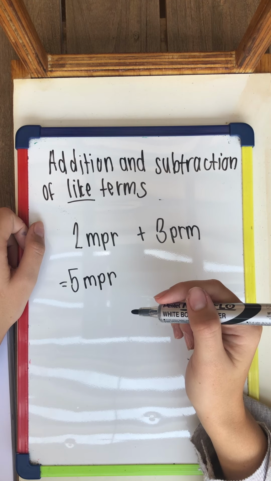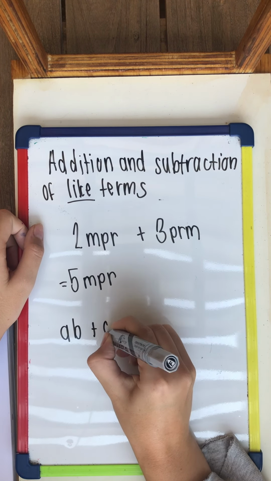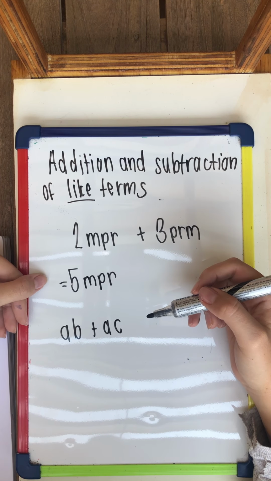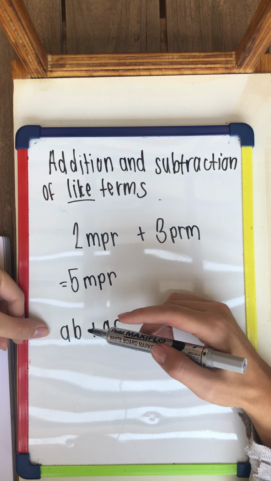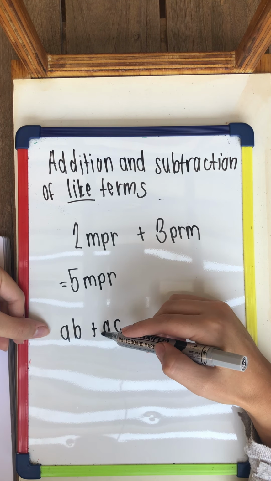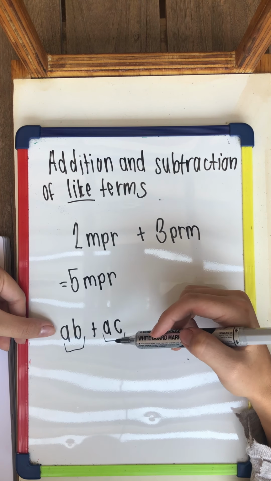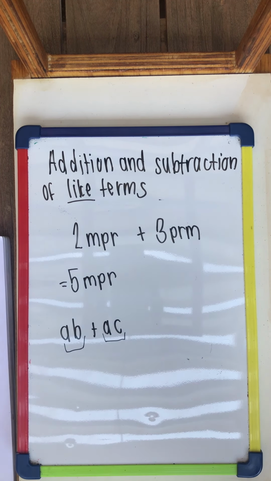Let's do one more. Now looking at this, are these like terms? I've got an a in both of them, but this one is a times b and this one is a times c. So these aren't the same terms, so I can't add them together, so I just leave them like this. Okay, please let me know if there's anything you don't understand.